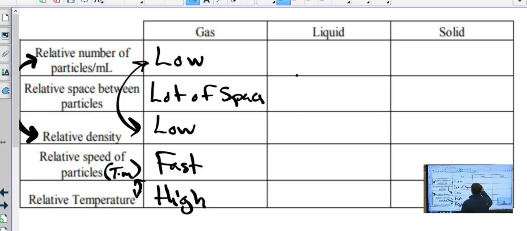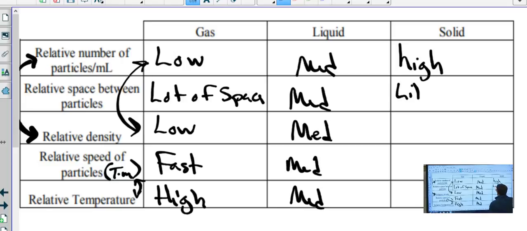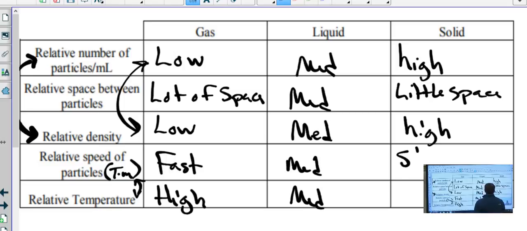Then every time it's a liquid, the answer is medium for everything. If you will just memorize a liquid as medium, you will be fine on every test question. Then a solid will be the opposite of the gas, so this would be high. There would be small space, or little space, between particles. The density would be high. The relative speed would be slow. And then our relative temperature would be low.